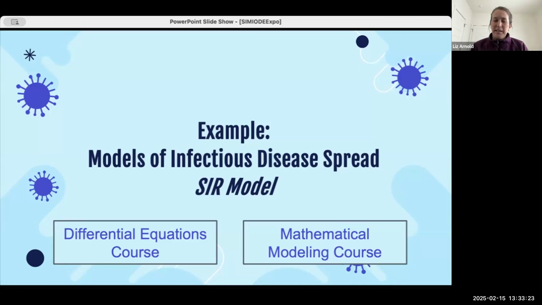With this background, the example that I'm going to share is the SIR model in particular. We have used this in two undergraduate mathematics courses, a general differential equations course and a mathematical modeling specific course. But again, like I said, these simulations really originated in a K-12 setting. As you think about these simulations, they really can be adapted to any situation that you have.